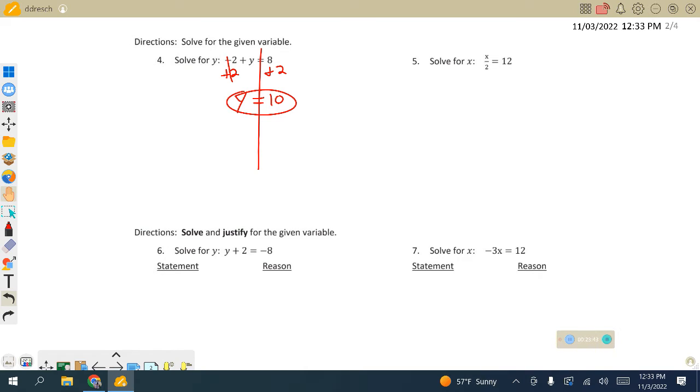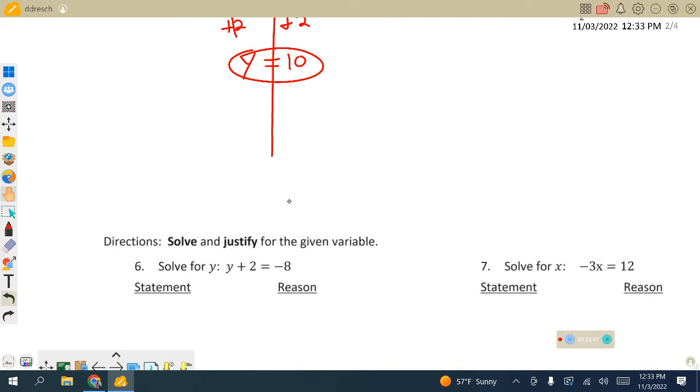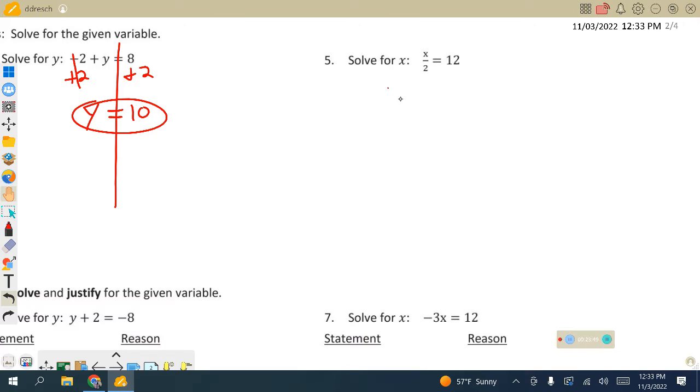Number 5. We have x over 2 equals 12. Now, again, the mistake that I see people make is to say the answer is 6. If that's true, then I should be able to plug in 6 divided by 2 and get 12. What's 6 divided by 2? 3, not 12, is it? So that can't be the correct answer. So we need to undo things. We need to do some inverses.